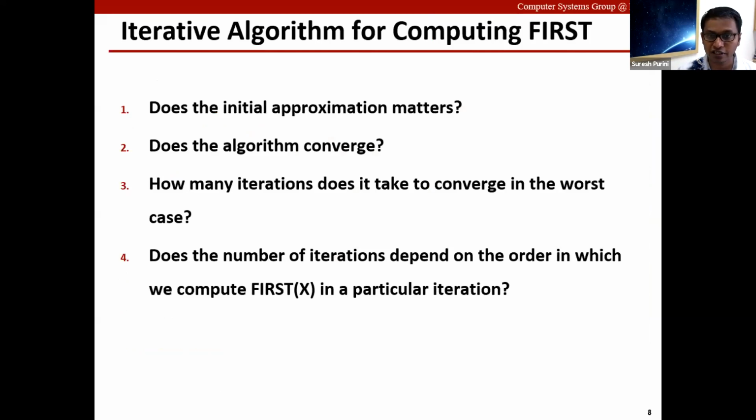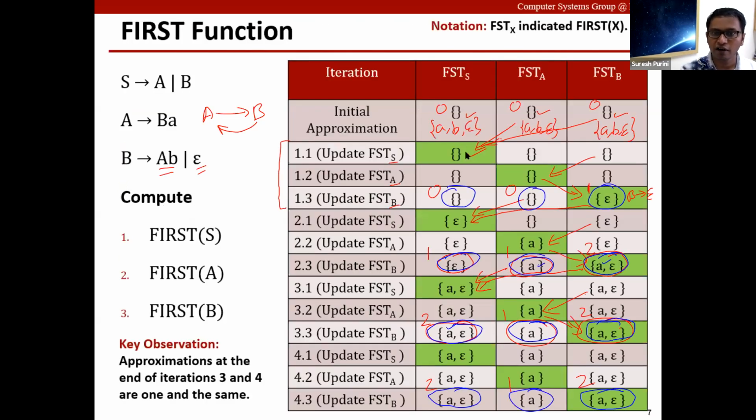How many iterations does it take to converge in the worst case? I want you to think about this question. What is the worst case time complexity of this iterative approach? The fourth question is, does the number of iterations depend on the order in which we compute first of X in a particular iteration? Here, we have computed first S within iteration 1. We first computed first S, then first A, and then first B. So does this order have an impact on the number of iterations required to converge?